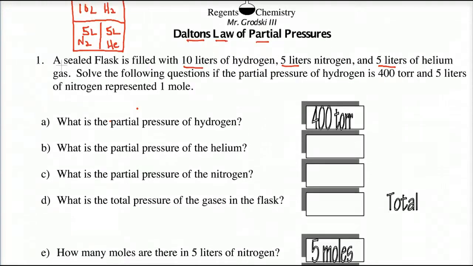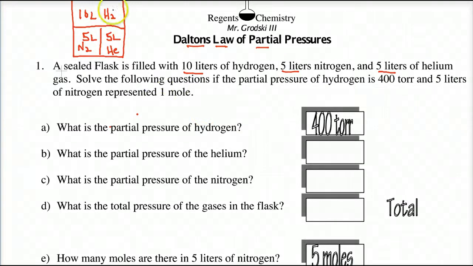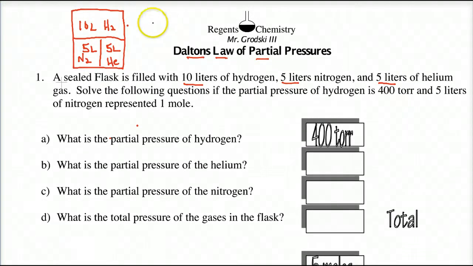All right, so what's the partial pressure of hydrogen? Knowing hydrogen is 400 torr, we can make some deductions about the helium. Helium has half the amount of gas as hydrogen, so it should have half the pressure. So this should have 200 torr. And that's why this answer is 200 torr.